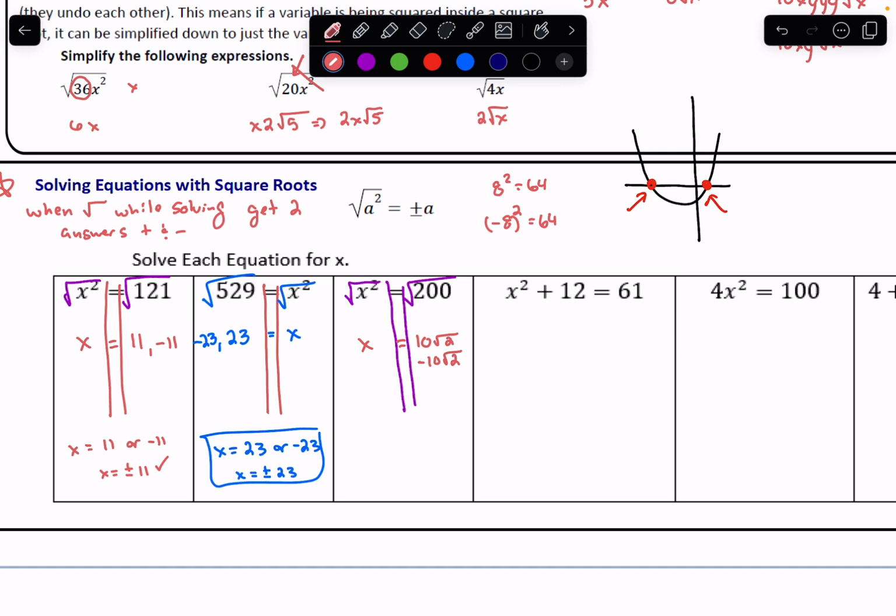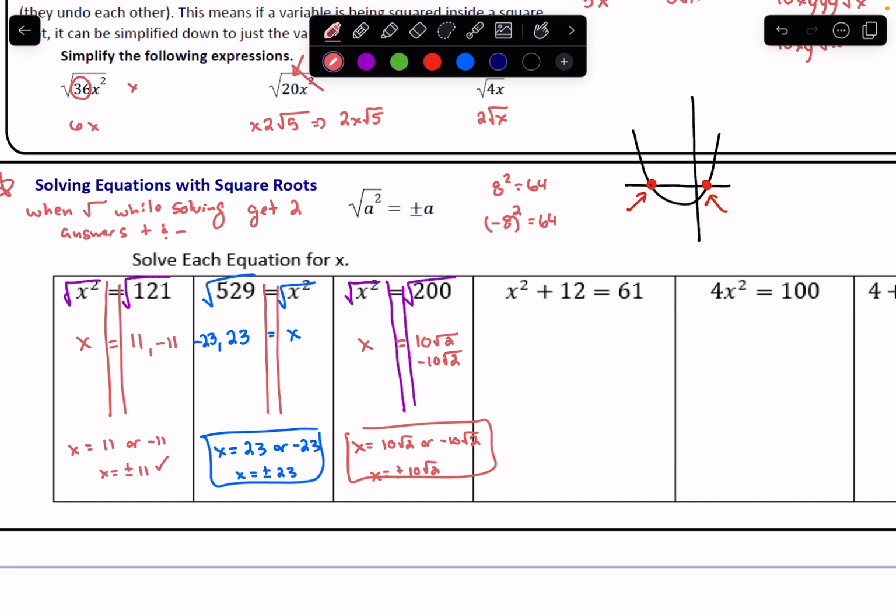So I also get negative 10 square root 2. You don't have to make those decimals. You can go ahead and leave them just like that. So x equals 10 square root 2 or negative 10 square root 2. Or you can write it x equals plus minus 10 square root 2. All right, moving on. These next ones, the x squared is not alone at the beginning of the problem.